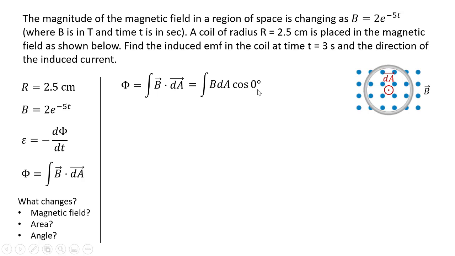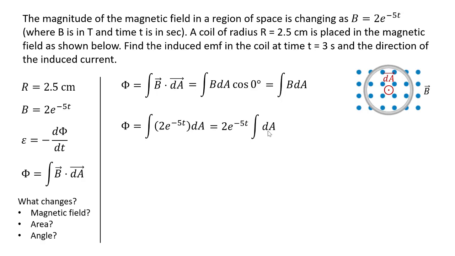Since cosine of 0 is 1, we can write that the flux equals the integral of the magnetic field B multiplied by the element of area dA. Now let's replace the magnetic field with the expression given for it. The magnetic field is 2 times e to minus 5t. And because this quantity does not change over the area, it comes out of the integral. And we have flux equals 2 times e to minus 5t multiplied by the integral of dA. Well, the integral of dA is nothing else than A, the area, the same way the integral of dx is x.